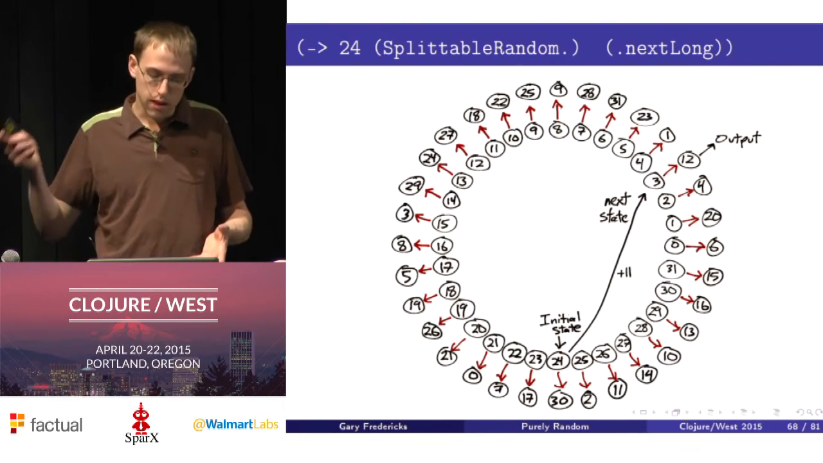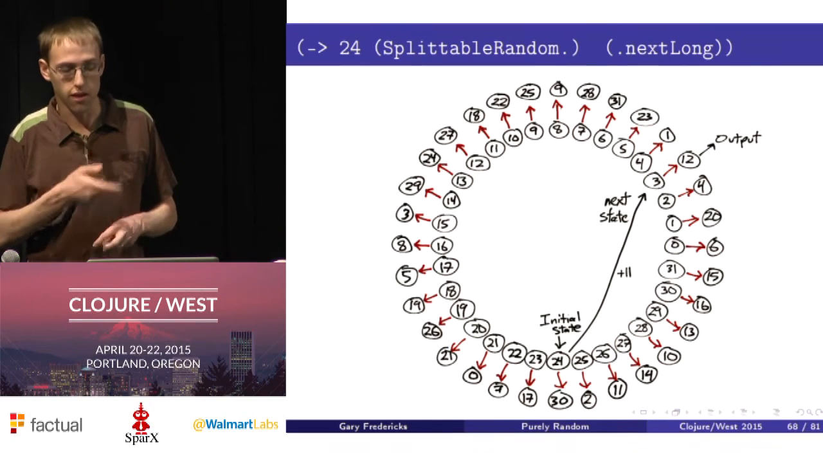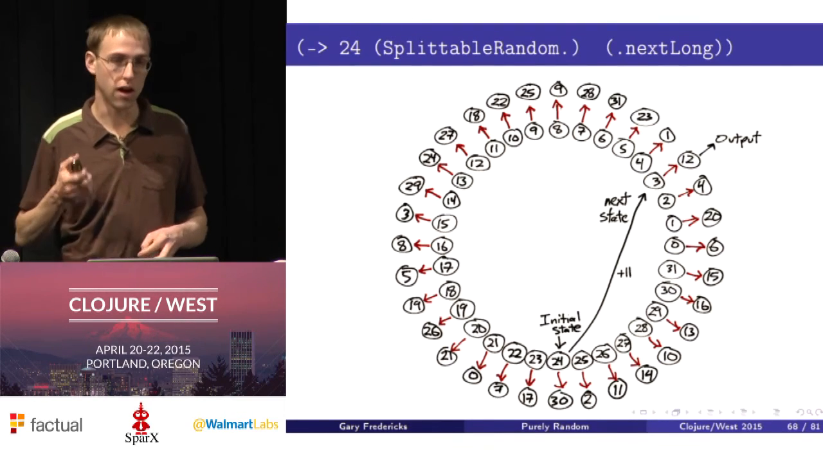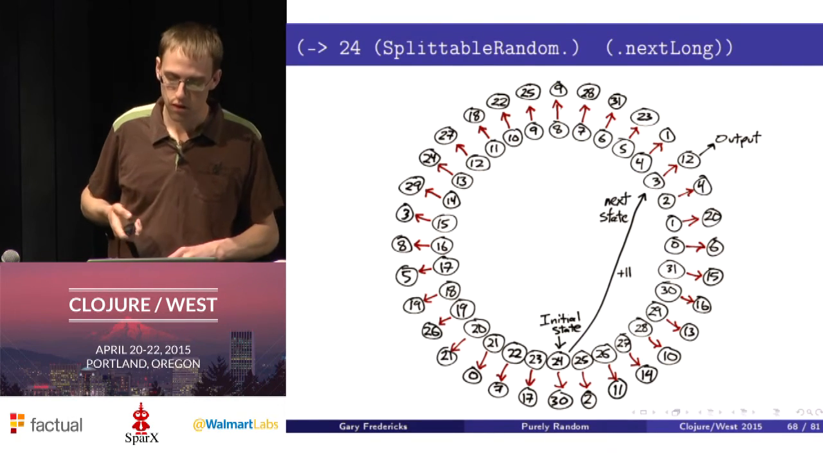Oh, and yeah, because the function we're using is a random function, then the outputs ought to look unrelated, even though the state transition is so simple.